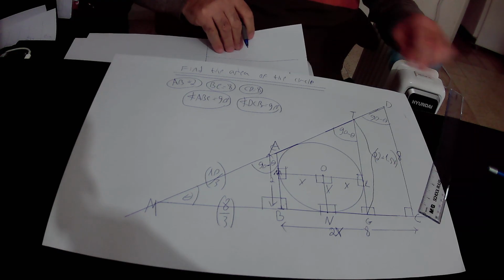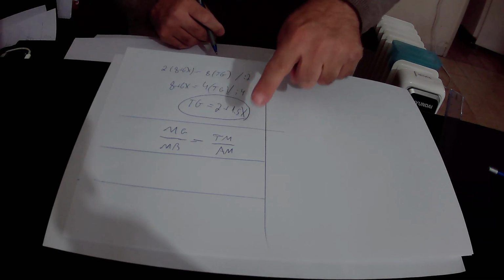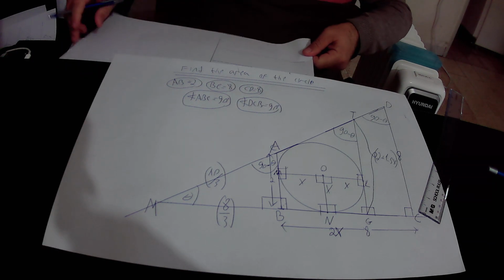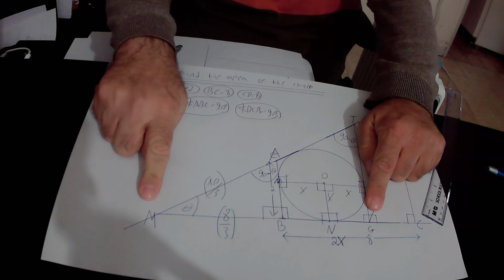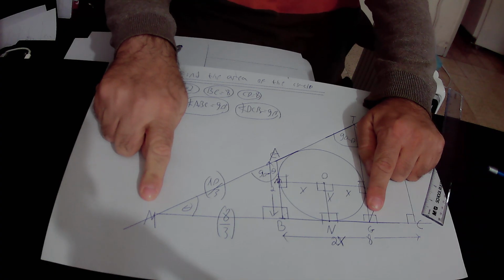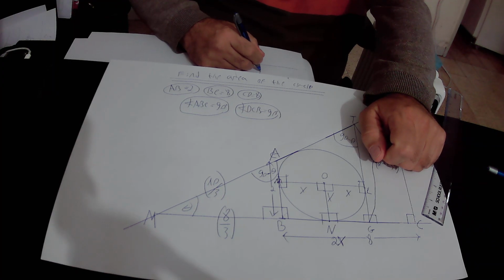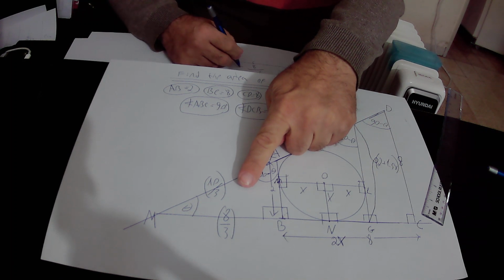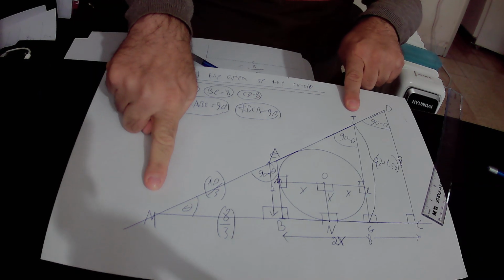Repeat again. MG over MB equals TM over AM. I already explained before that MG equals 8 over 3 plus 2x, over MB equals 8 over 3. And it is equal to TM. What is the length of TM?